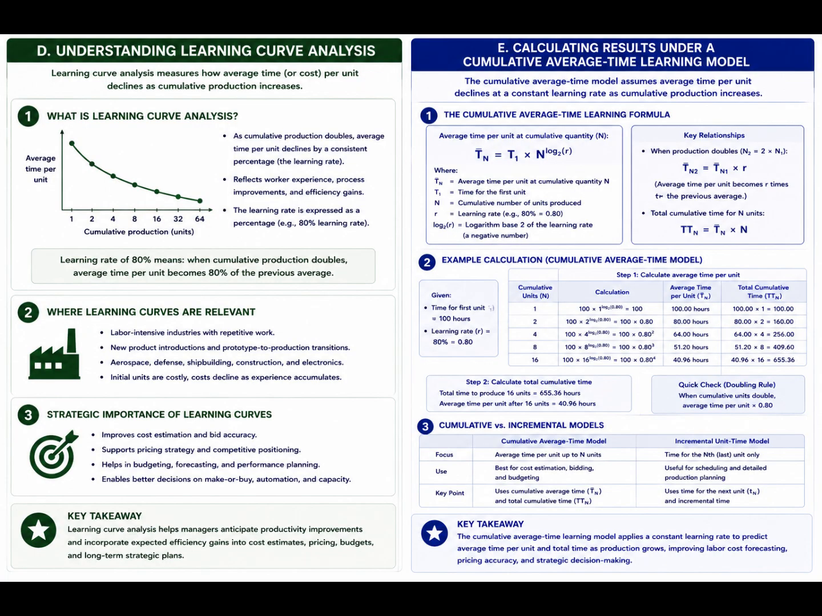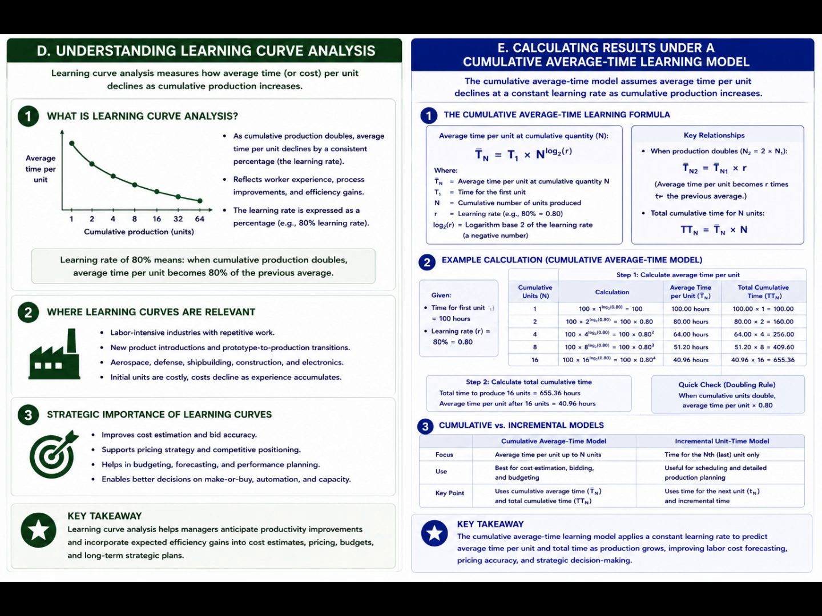D. Demonstrate an understanding of learning curve analysis. Learning curve analysis measures productivity improvement over time. As cumulative production doubles, average time per unit declines by a consistent percentage, known as the learning rate. This reflects worker efficiency gains, process improvements, and experience effects.